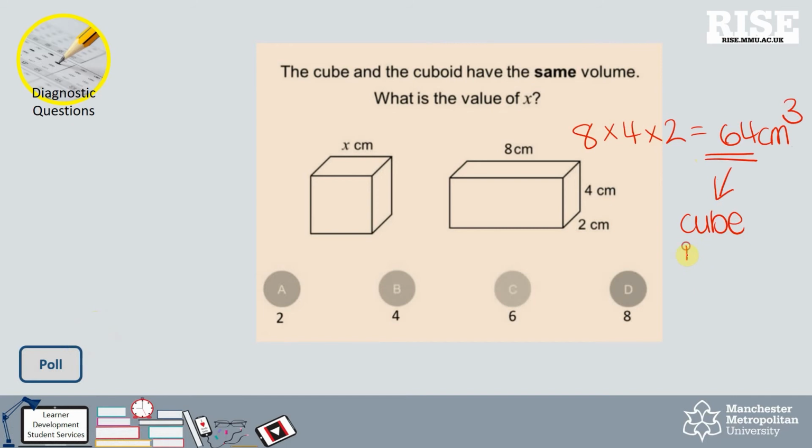What number would you multiply by itself and itself again to get 64? Well done if you recognised it. That would mean the dimensions of the cube are 4 by 4 by 4. So 4 centimetres is the value of x.